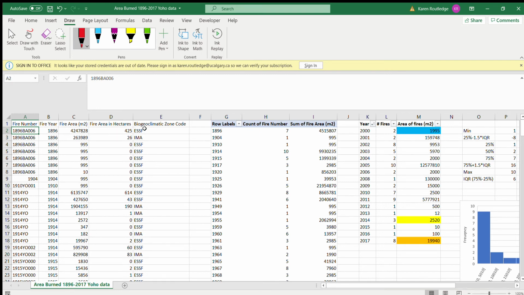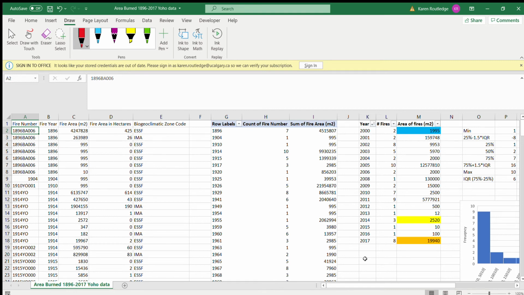And biogeoclimatic zone code, these are clearly not numbers, they are categories, and there's no inherent way of ordering these categories. So like fire number, biogeoclimatic zone code is nominal, and our options are limited to pretty much the mode and the index of dispersion.